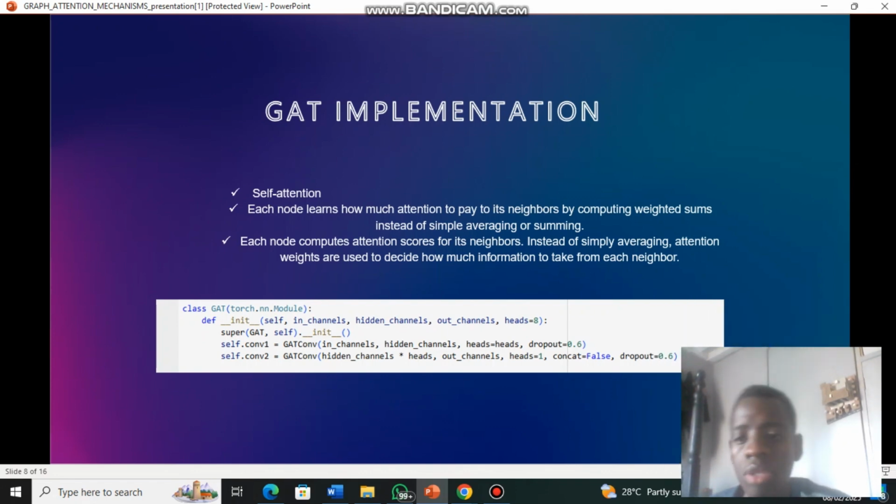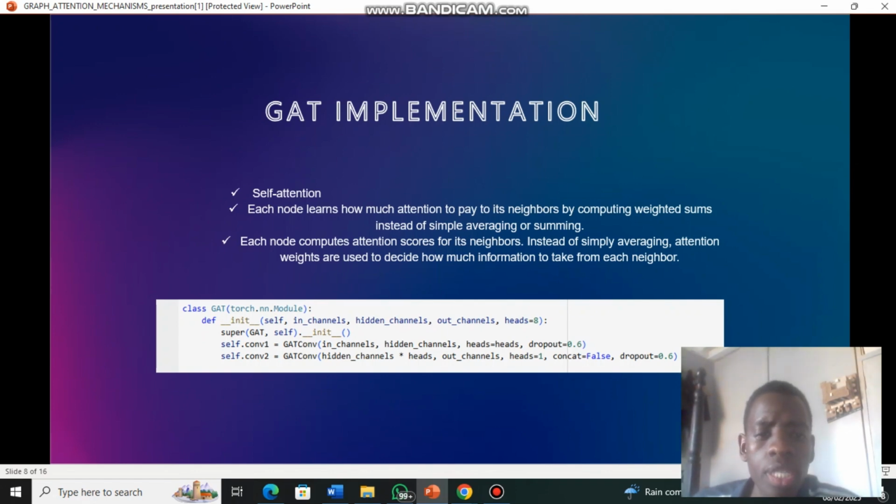So we are going to start with the self-attention mechanism. Here, each node computes the attention scores for its neighbors. Instead of simply averaging, attention weights are used to decide how much information to take from each neighbor. Talk about the code. This code uses a self-attention mechanism where each node learns how much attention to pay to its neighbors.